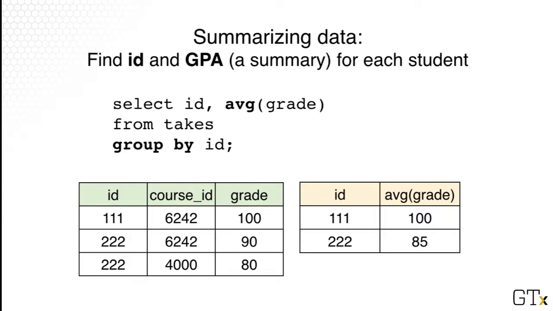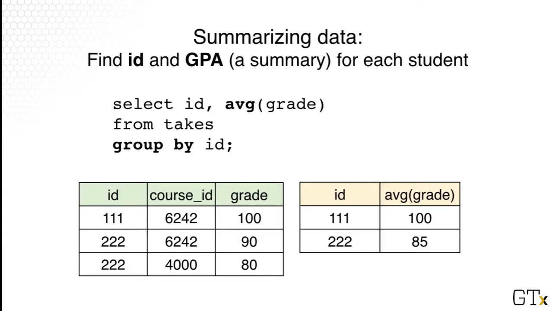So here we'll look at the ticks table. And because we want to compute GPA for each student, we want to find out all the courses that a student has taken. So here, student 222, you know that he or she has taken two courses, 6242 and 4000. And just visually, you know the GPA would be 85, just an average.